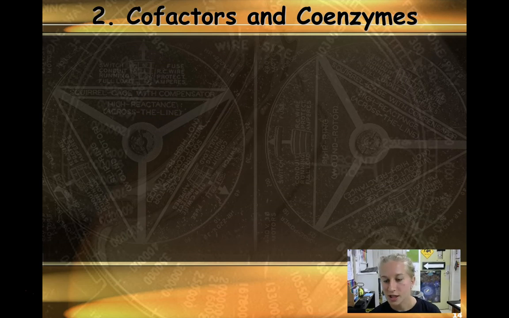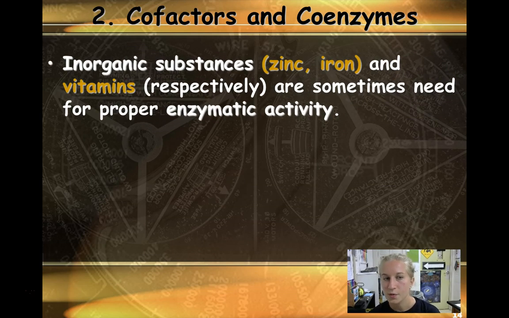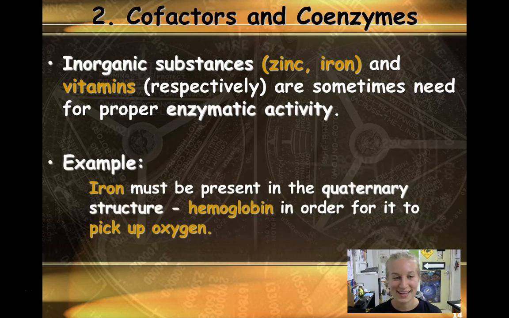Then cofactors and coenzymes. So inorganic substances like metals such as zinc and iron, and vitamins, are sometimes needed for proper enzymatic activity. An example of this would be iron must be present in a quaternary structure, hemoglobin, in order for it to pick up oxygen.